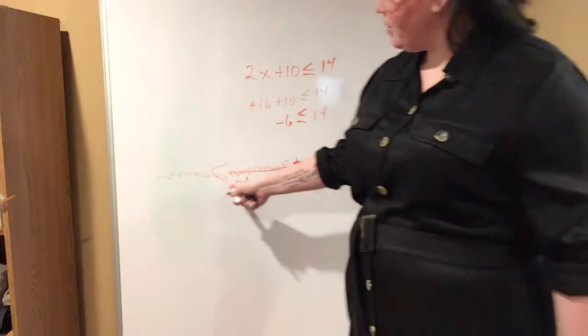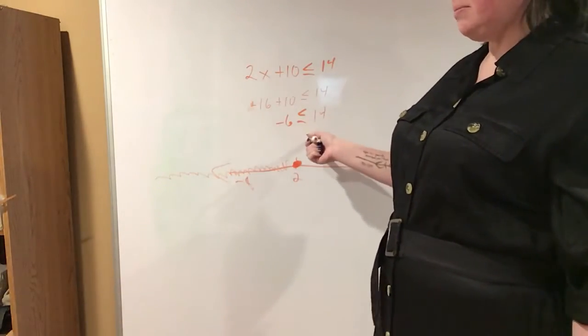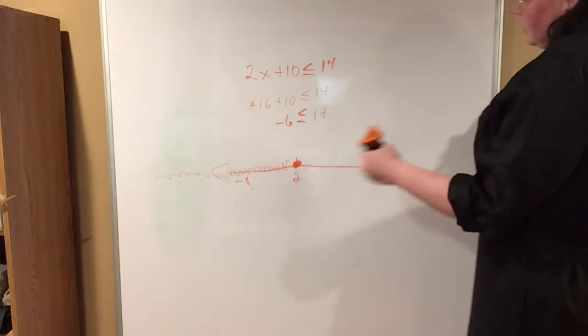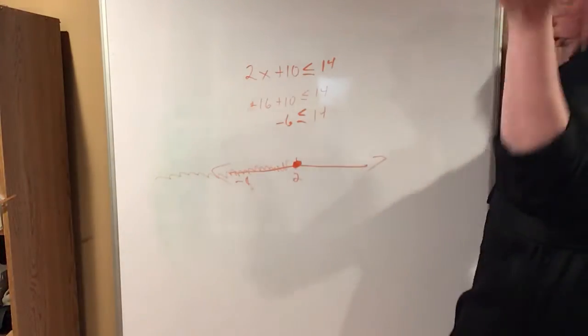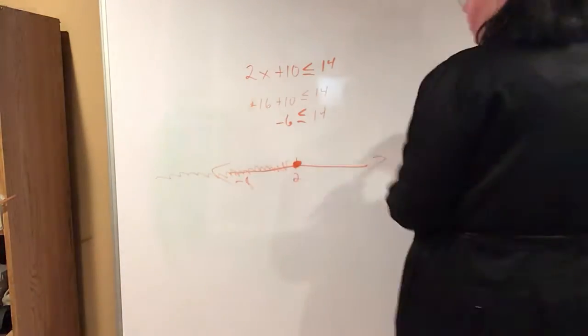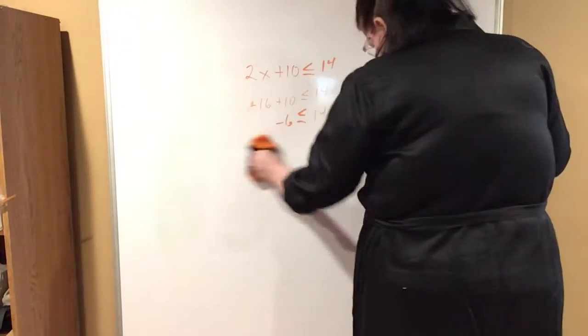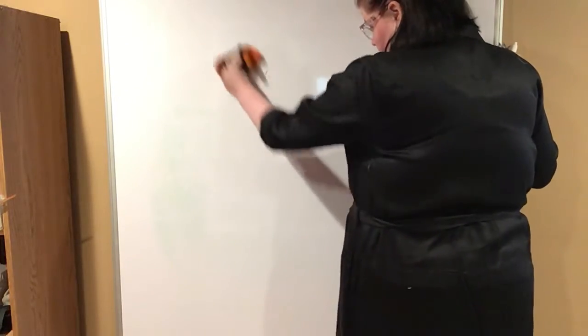So any number I put in down here will always solve this because it makes a true statement. That's what an inequality is. As long as it makes a true statement, then we're good. Right? Cool. Math is actually cool. I love math. It's dope.